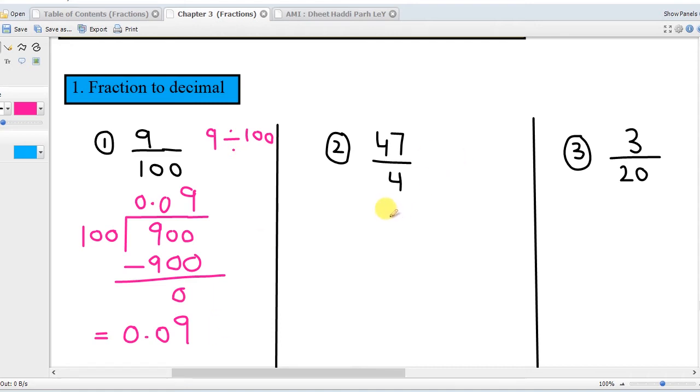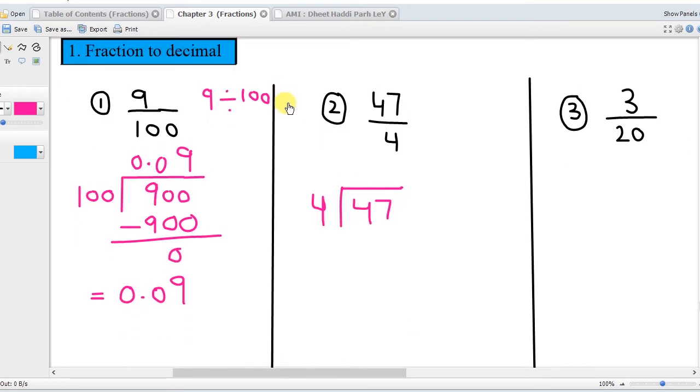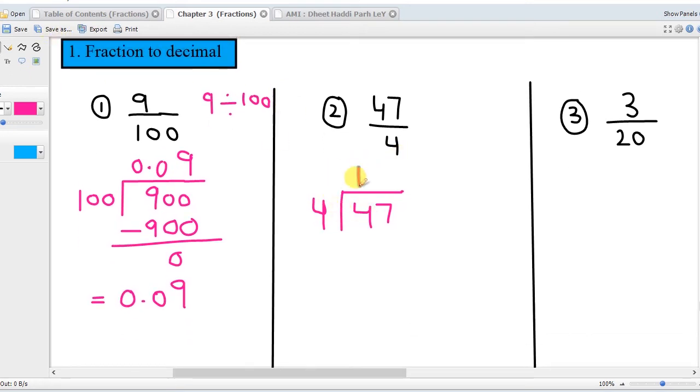Okay, next question, 47 over 4. So how can we write it? We write 47 inside the division sign, and 4 is our divisor, which goes outside the division sign. So now we start dividing these numbers. So 1 times 4 is 4. Simply take away these numbers. 4 take away 4 is 0. Shift the next digit down as it is. It is up to you whether to put an arrow sign or not. This is just for your memorization.